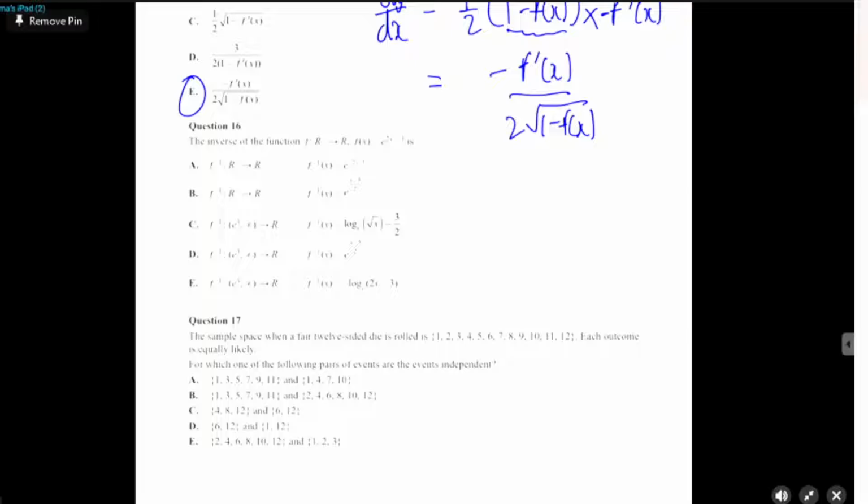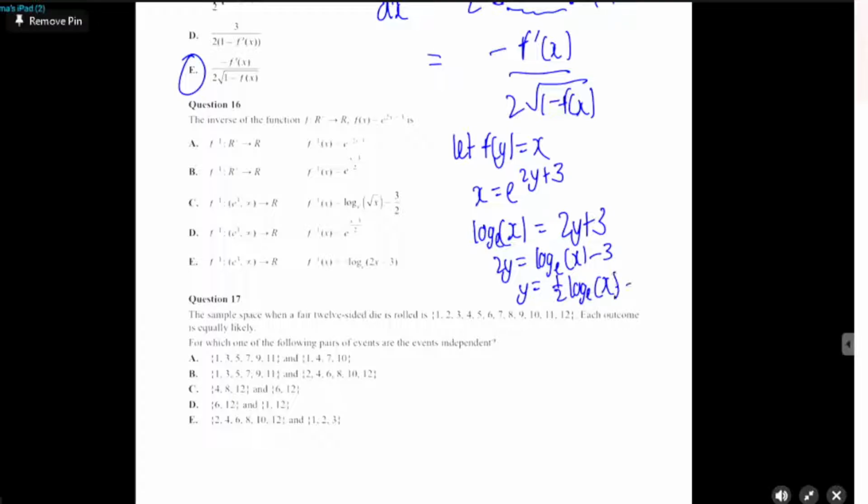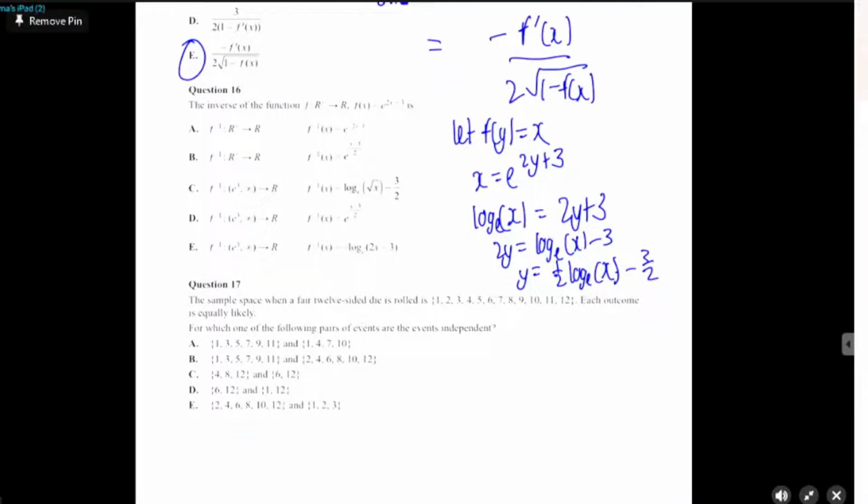For this one, what you can do is just, for inverse functions, you basically substitute x with y. So you get x equals e^(2y+3). And then when you rearrange, you get log e of x is equal to 2y plus 3. And then you get 2y equals log e x minus 3. Y equals half log e x minus 3 on 2. And using log laws, you know that half log e x is the same as log e x to the power of half, which is log e root x. And then that means that C is your only answer.